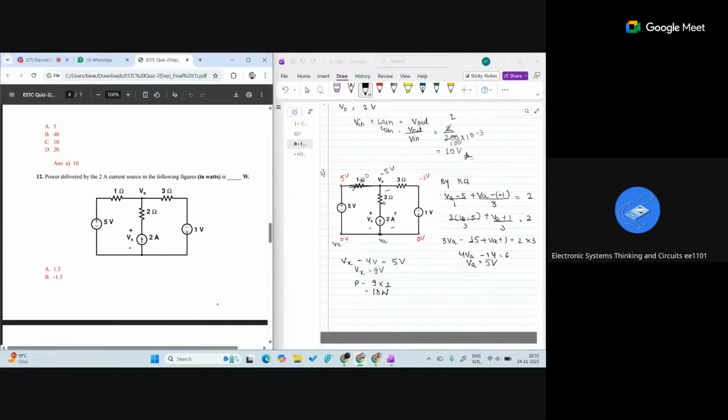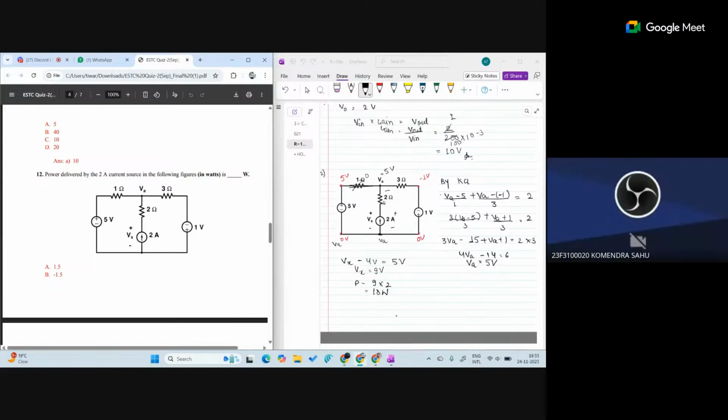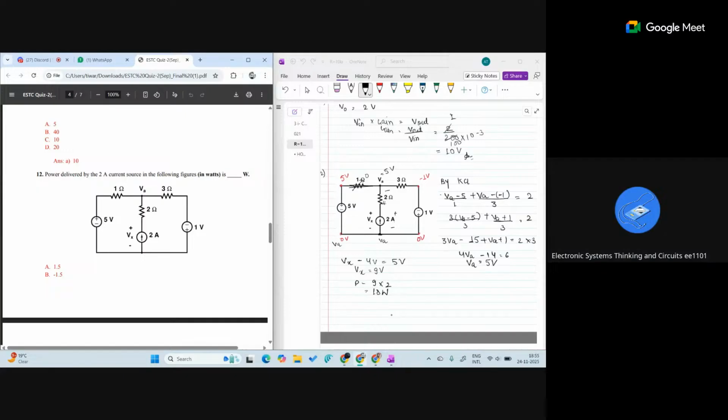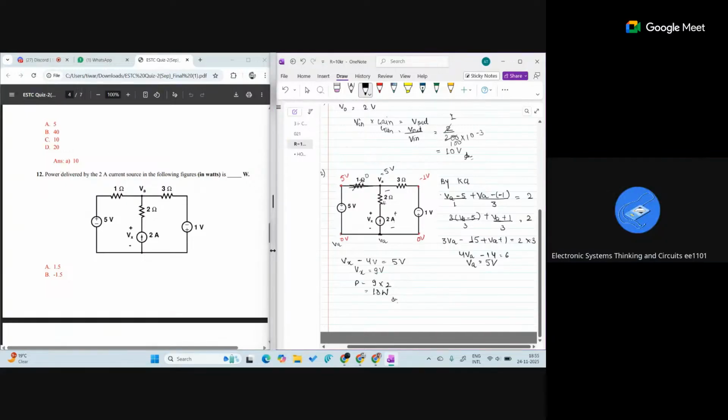Anybody got it? 18 watt is the correct answer. Yes, sir, we got it. I hope in the exam also we got 18 watt as an option. Yeah, 18 watt was there as an option.